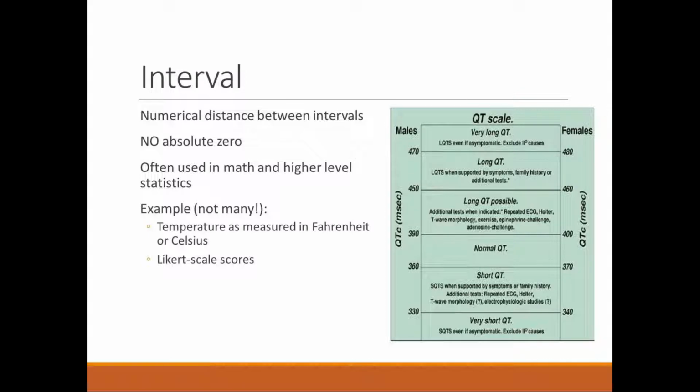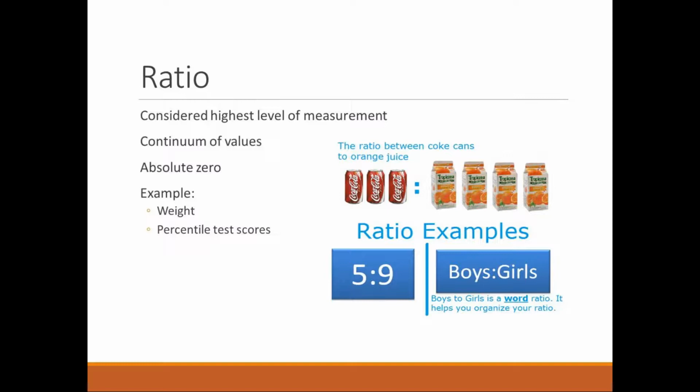And then there's interval, with numerical distance between 2 intervals. There's no absolute zero. It's often used in math and higher level statistics. An example is temperature, as measured in Fahrenheit or Celsius, or a Likert scale score. And then there's ratio. It's considered the highest level of measurement. It's a continuum of values, and there's an absolute zero. 2 examples of this are weight and percentile test scores.